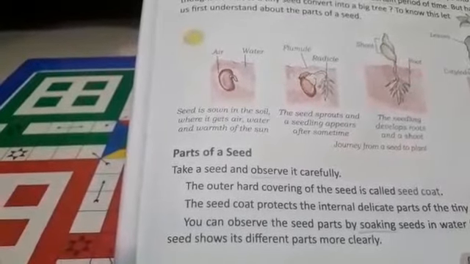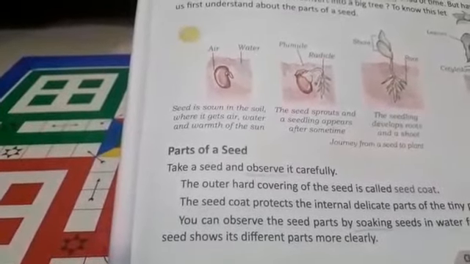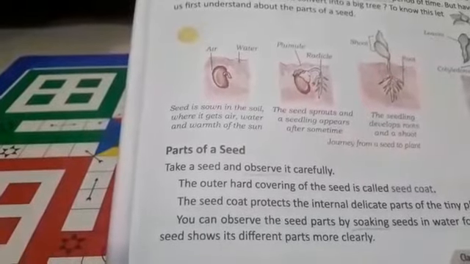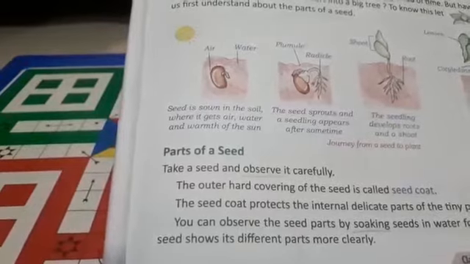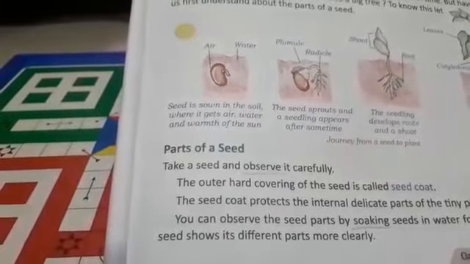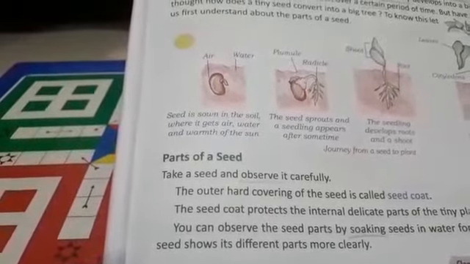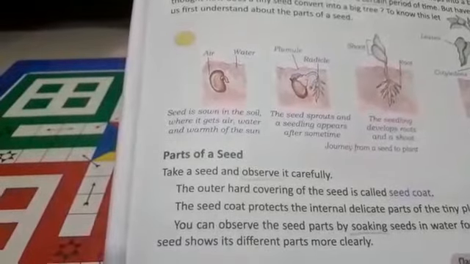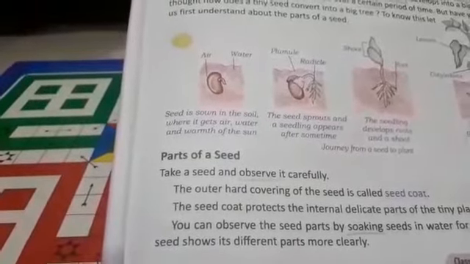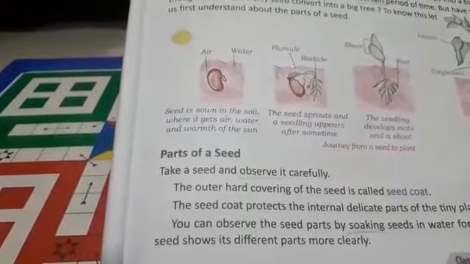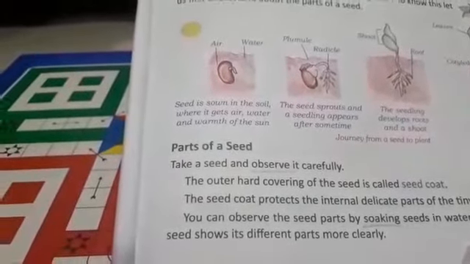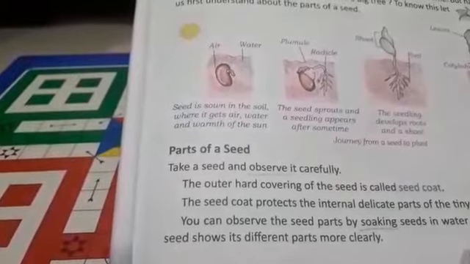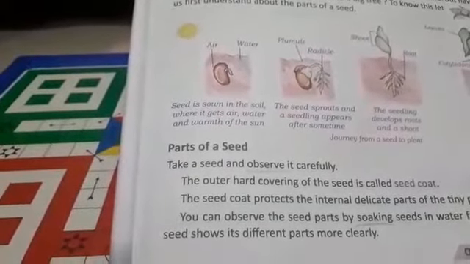What is the work of the seed coat? The seed coat is used to protect the internal delicate part of the tiny plant, and it is known as the embryo. The tiny plant which is protected by the seed coat is known as the embryo.